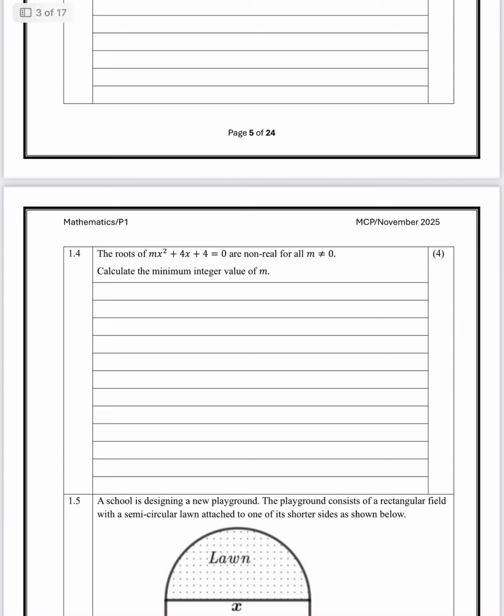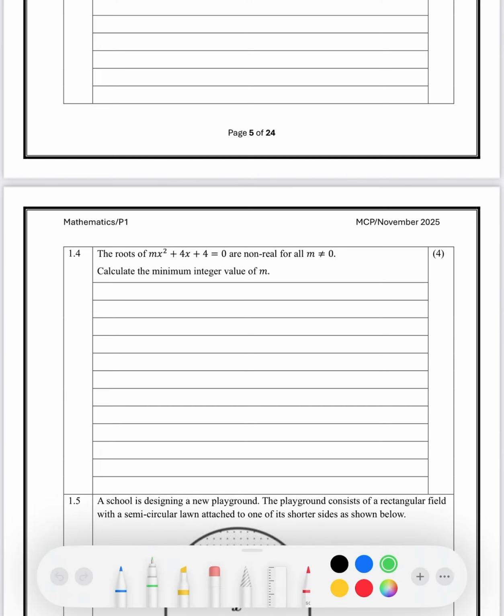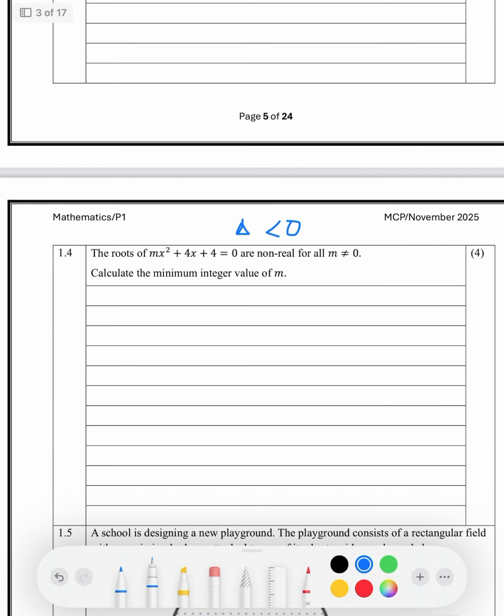The roots of this equation are non-real. What do we know about non-real roots? We know that for non-real roots, the discriminant is less than 0. That's what we know. They say calculate the minimum integer value of m. So the first thing we have to do here is write our condition for non-real roots. This video is for an example.